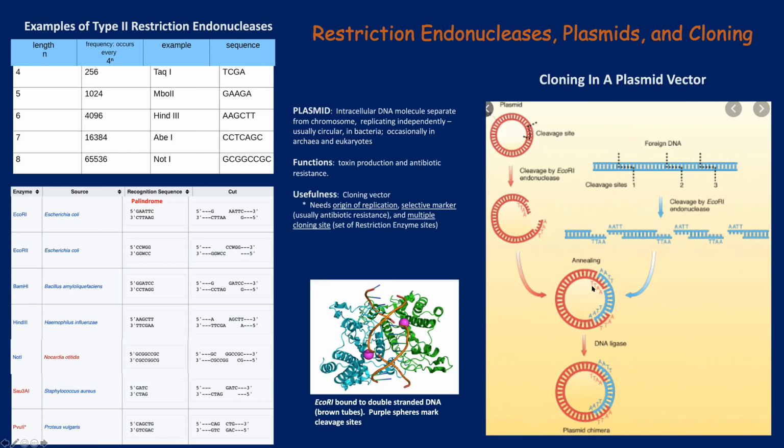Remember, A's always bond to T's, T to A, T to A, T to A. And on the other end of the fragment, same thing. So now the foreign DNA has become a part of the plasmid with one thing left to do, and that is seal these gaps at the end. And that's where DNA ligase comes in. So then you have a complete plasmid molecule, but now instead of just being a plasmid, it's a plasmid with a piece of somebody else's DNA.